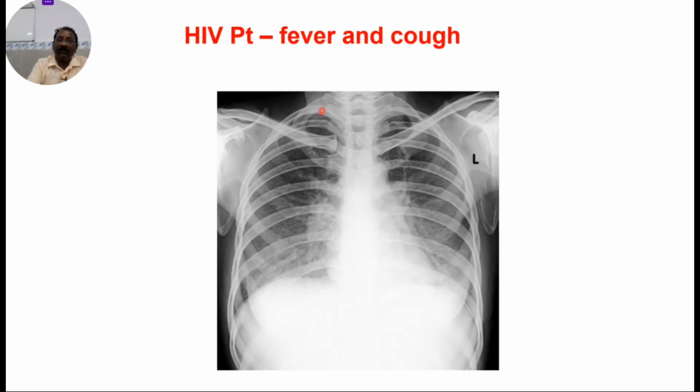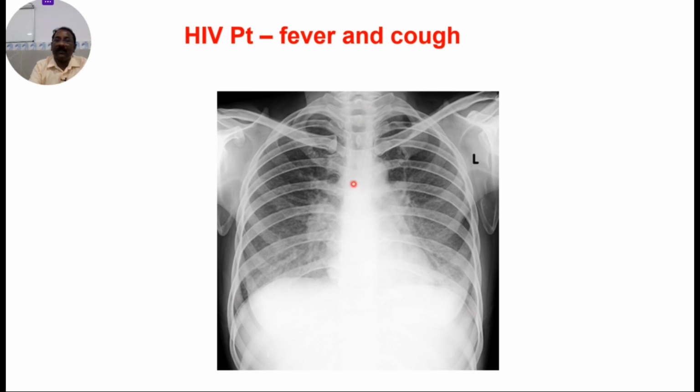See, HIV patient, fever and cough. Okay. See, where is the pathology? Is it in the upper lobes or the mid lobes or the lower lobes? Mostly the mid lobe and lower lobe pathology. See the hila on the right side, a little bit enlarged, right hila. Okay, so these are the pathologies. See the costophrenic angle is free here. This is also free here. Diaphragm is good.